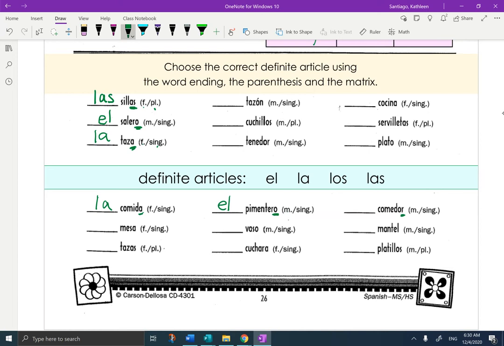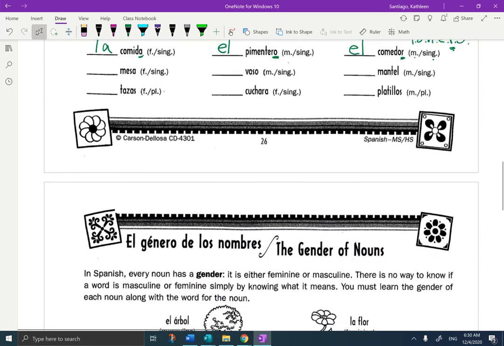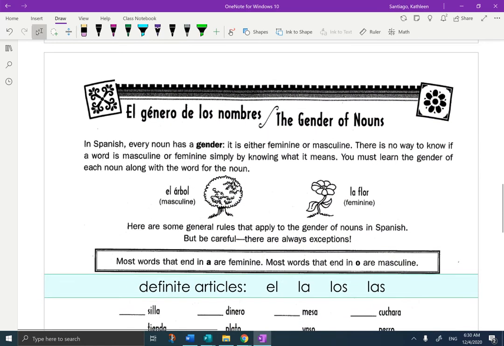Ooh, comedor. That one's tricky. We could look at LONERS, L-O-N-E-R, and S that I explained above, or just look at the parentheses on this one. Masculine singular ends in an R. It's going to be el comedor. Okay, and you can finish that up, practice, and then here's some more notes.